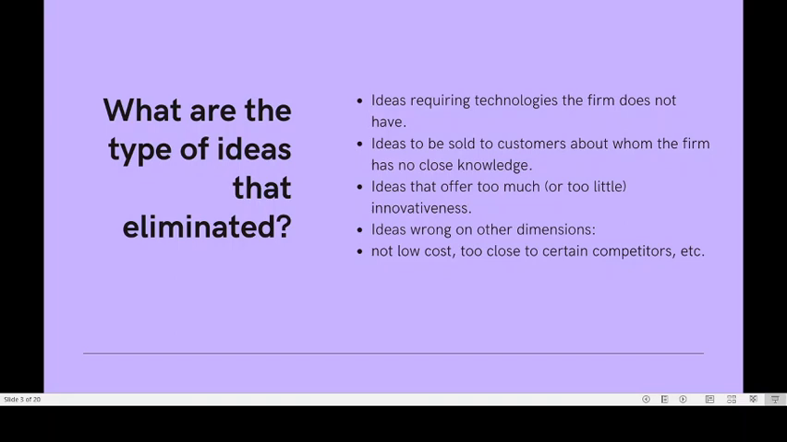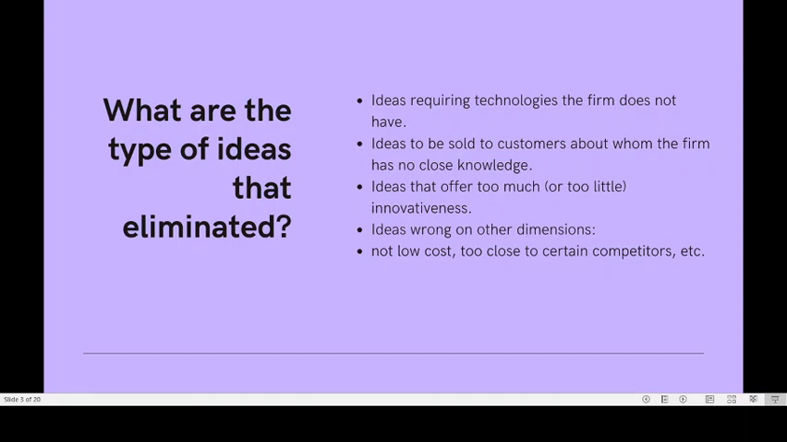First, there are surely many ideas that you need to eliminate before you test your concept. So with the help of the PIC, you will eliminate most new product ideas even before you develop them into a concept. So what are the ideas that you need to exclude? The ideas where you do not have the technology. The ideas where you want to sell to the customer but you do not have any close knowledge. And ideas that actually offer too little innovativeness.